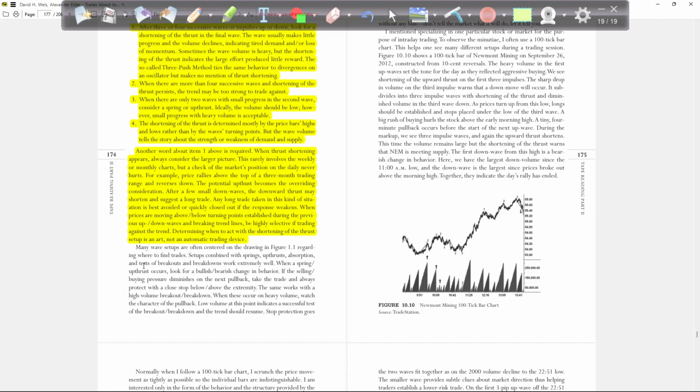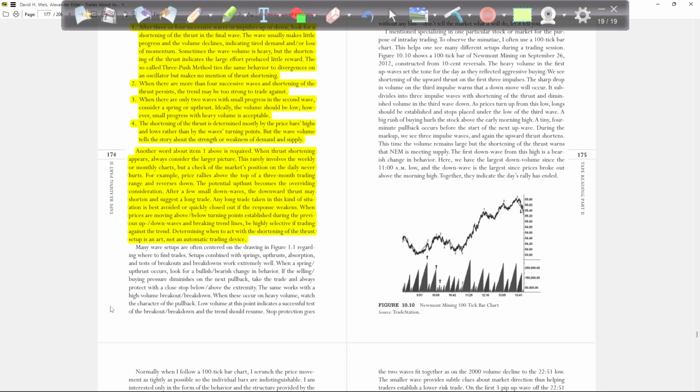So many wave setups are often centered on the drawing in figure 1.1 regarding where to find trades. Setups combined with springs, upthrusts, absorption, and tests of breakouts and breakdowns work extremely well. When a spring or upthrust occurs, look for a bullish or bearish change in behavior. If the selling or buying pressure diminishes on the next pullback, take the trade and always protect with a close stop below or above the extremity.